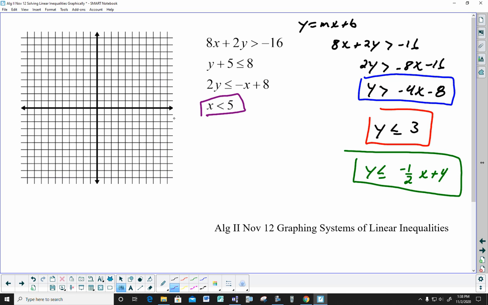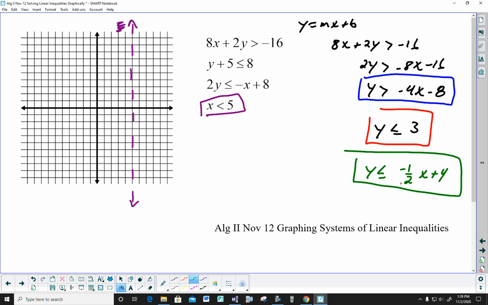How about I do that one first? So 1, 2, 3, 4, 5. It's going to be dashed, and shaded left. And in some ways, if you just want to hold off on the shading till you get them all on there.